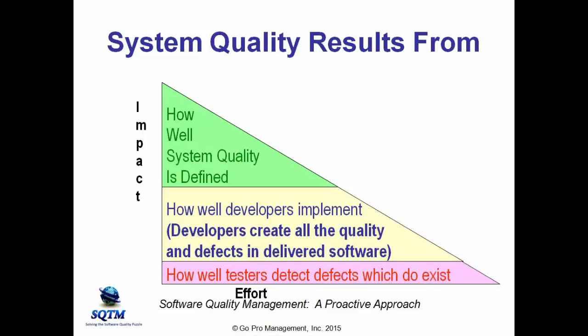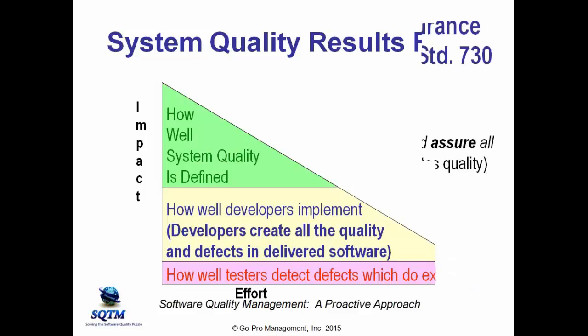However, in terms of effort expended, we spend far more time on the lowest impact testing activities and far less time on the highest impact defining quality aspects. And we tend not to spend much effort, well, developers spend a lot of effort developing, but we don't tend to spend a lot of effort assuring or giving them means to assure that they're developing effectively or adequately.